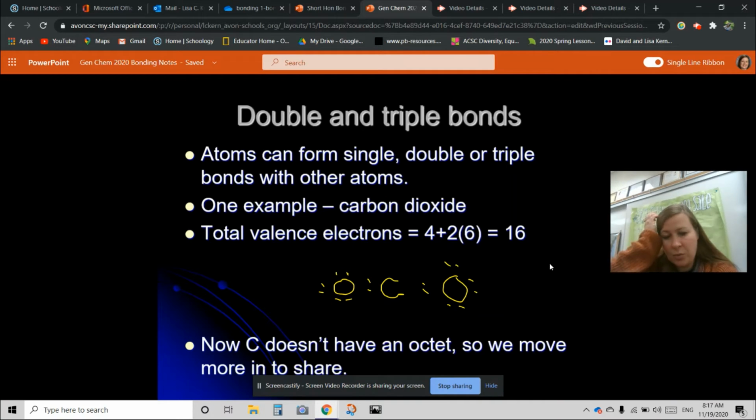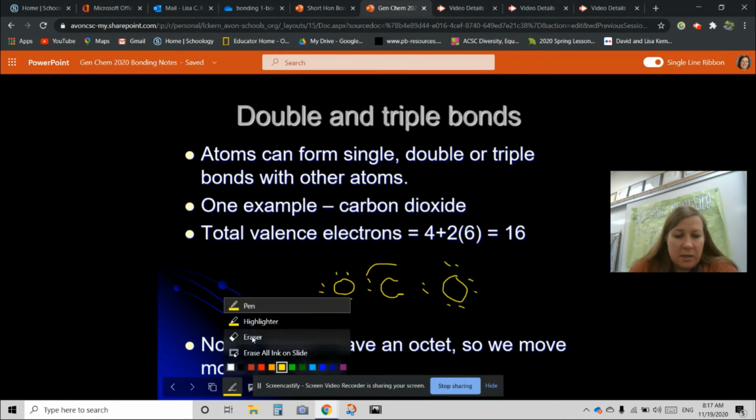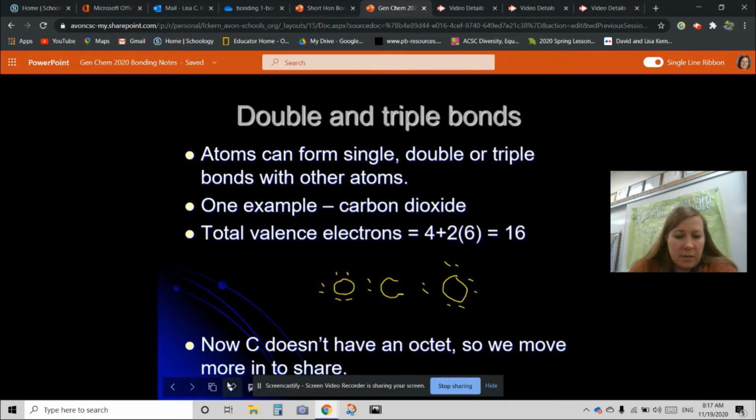So that looks pretty good. The oxygens are happy. They each have 8 valence electrons. However, carbon does not have an octet. Carbon wants 8 valence electrons too. And right now, it's only got these 4 right here. Let's draw that in red. How about that? So carbon only has these 4 valence electrons, and so it is not happy.